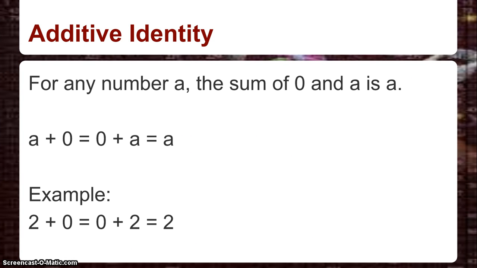The additive identity is basically saying that for any number, when you add 0 to it, you don't change it. Okay, you know that. When you add 0 to a, whether you do 0 plus a or a plus 0, you're going to get a. And I have an example there for you.